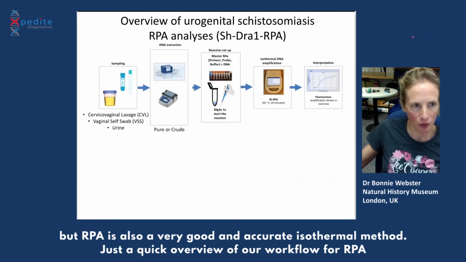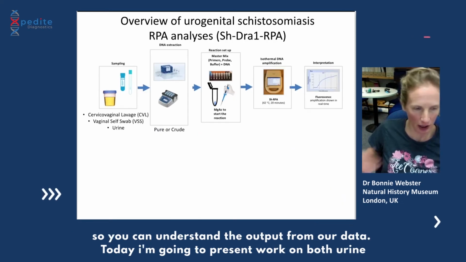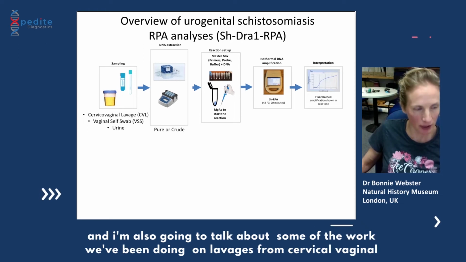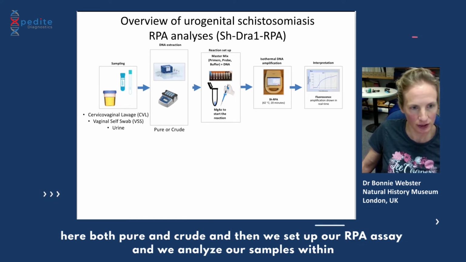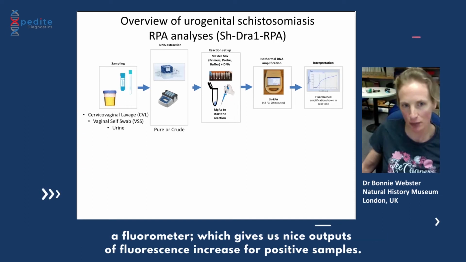So just a quick overview of our workflow for RPA so you can kind of understand the output from our data. So we take samples, and today I'm going to present work on both urine, but I'm also going to talk about some of the work we've been doing on lavages from cervical vaginal samples, looking at FGS, and also self-swab samples as well. So this is what we'll be focusing on, that extraction method here, both pure and crude. And then we set up our RPA assay and we analyze our samples within a fluorometer, which gives us nice outputs of fluorescence increase for positive samples.